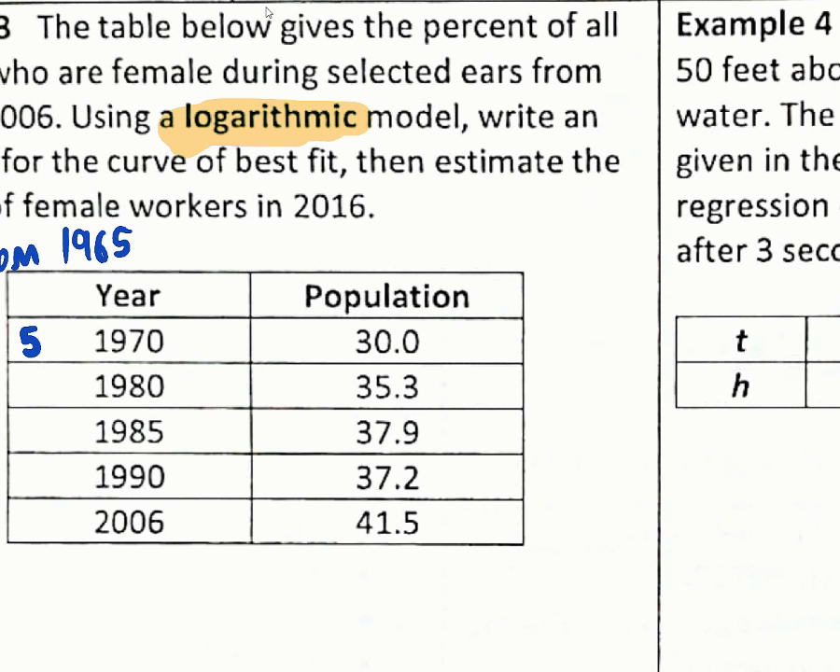5. How many years from 1965 is 1980? 15. 85. 20. 90. 35. And then 2006 is how many? Might have to subtract. It's 41. So these are the numbers we're going to use, okay?